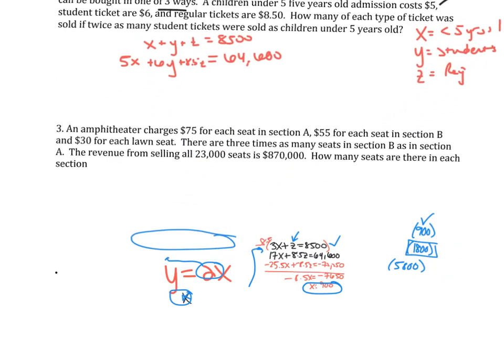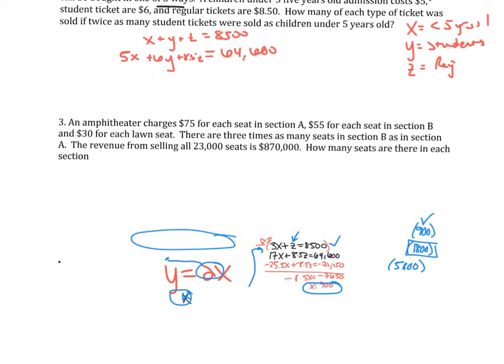For number 3, again, let's set it up together and then I'll have you try it. There's a few more I want you to work through on your own, but an amphitheater charges $75 for each seat in section A, $55 for section B, and $30 for lawn seats. So they're telling you that that's your X is for A. Technically you can use A, B, and L as well if you prefer, but I tend to use X, Y, and Z a lot. Y would be for section B, and that means that Z would be for lawn seats. So that would be L.